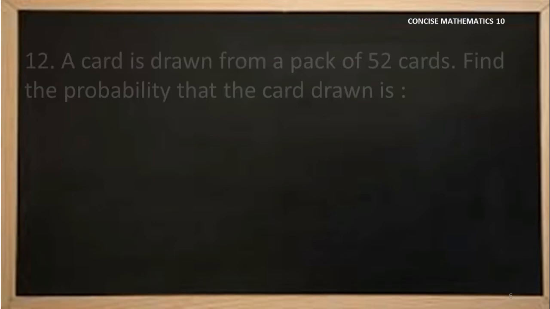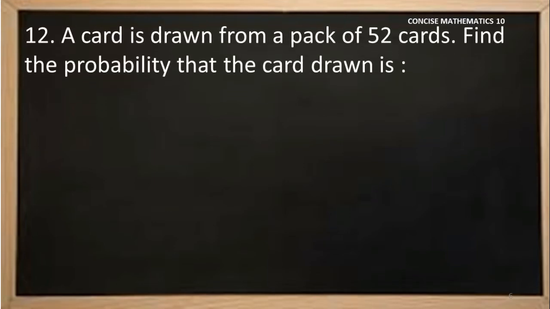Next, question number 12. Question number 11 is a similar type of question. Try to solve it by yourself, children. Let me move on to question number 12. A card is drawn from a pack of 52 cards. Find the probability that the card drawn is a red card, a black card, a spade, an ace, a black ace, ace of diamonds, not a club, a queen or a jack.